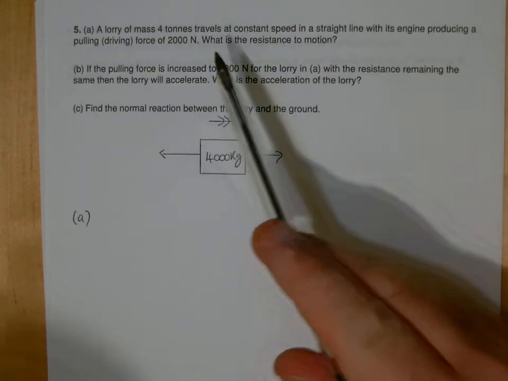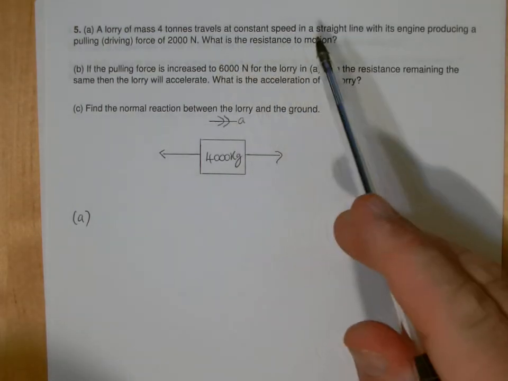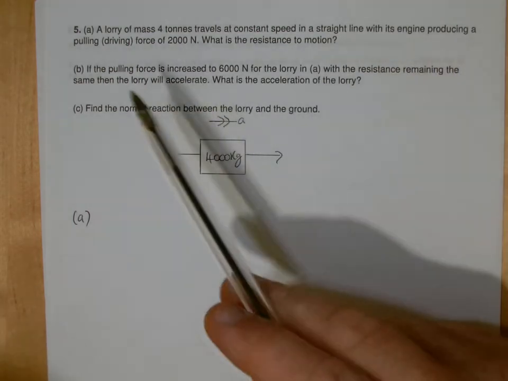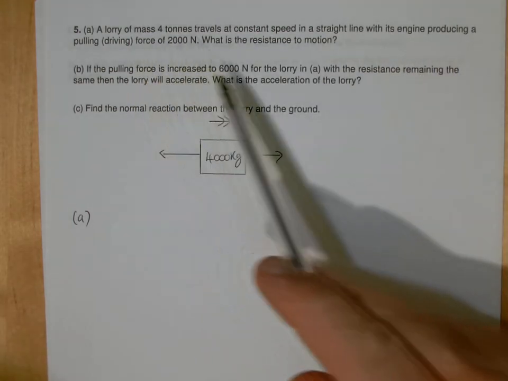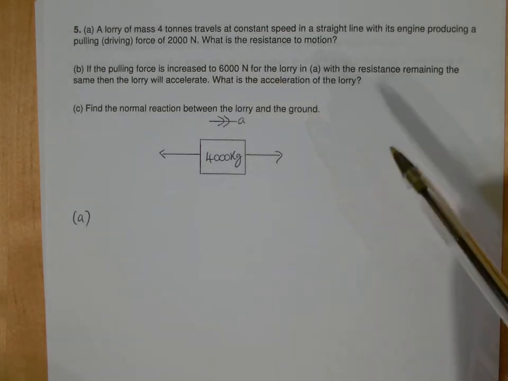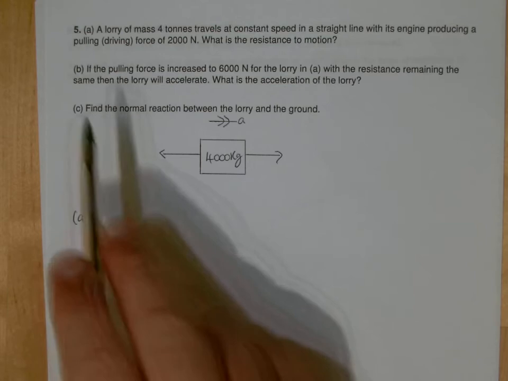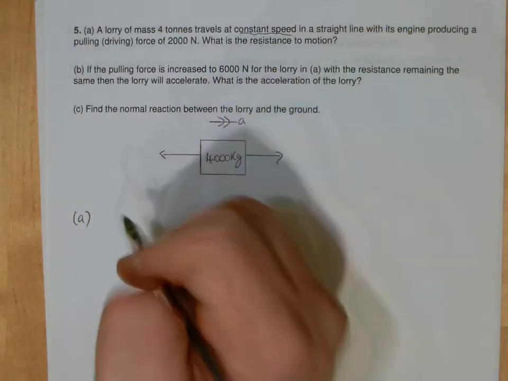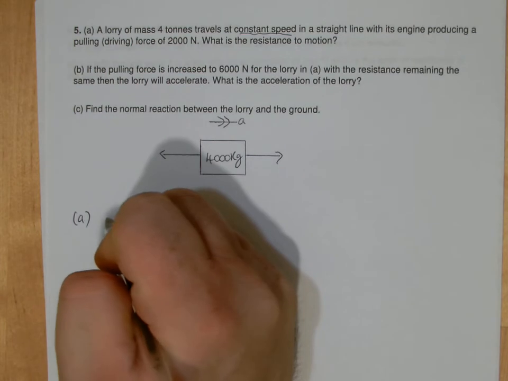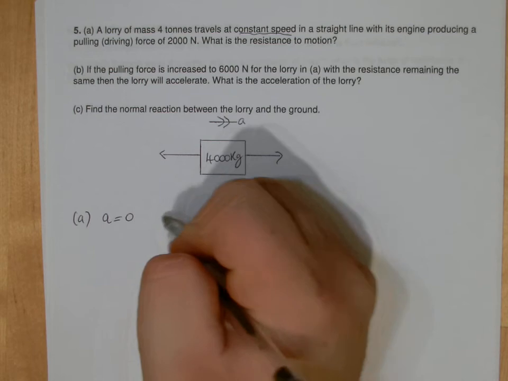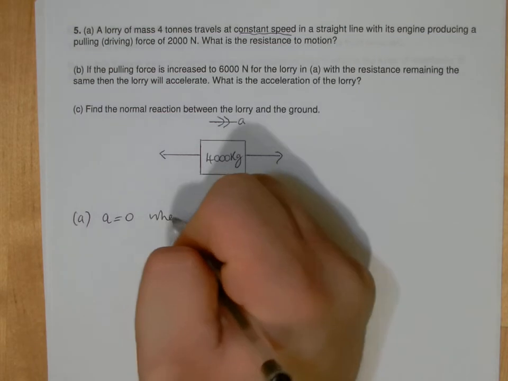So a lorry of mass 4 tons travels at a constant speed in a straight line with its engine producing a pulling or driving force of 2,000 newtons. What is the resistance to motion? Okay, so in A, it's clear there, it says constant speed. So of course we know, therefore, that the acceleration is going to be 0, yeah? Okay, when at constant speed.